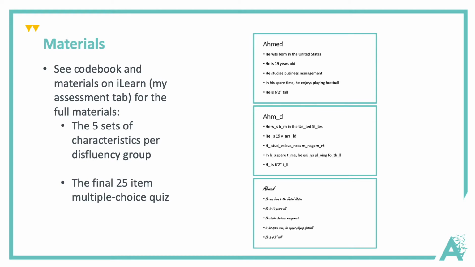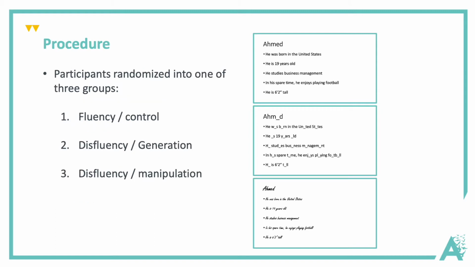data file contains, all three versions of the characteristics to learn in the experiment, and all 25 of the multiple choice questions. When each participant accessed the link, they were randomly allocated into one of the three groups, the fluent or control group. This is where all the characteristics were written in a regular, easy to read font. The disfluent generation group. This is where vowels were replaced with underscores, meaning participants have to fill in the information as they read. If a word started with a vowel, this was not replaced.